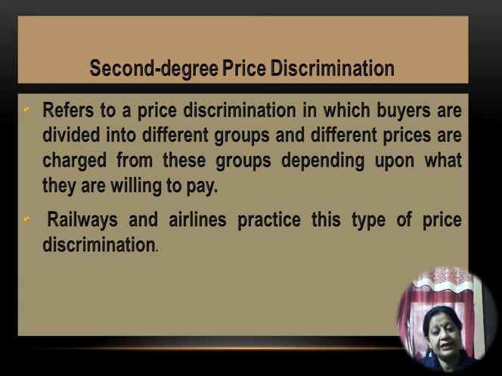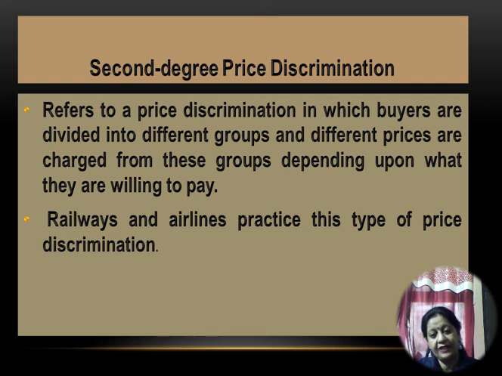Railways and airlines practice this type of price discrimination. Yes, आपने देखा होगा कि रेलवेज और एयरलाइंस में आपकी कैटेगरीज होती हैं, फर्स्ट क्लास, second class, third class, general, sleeper. So these are the categories. That means the services are divided for buyers into different groups, and the railways charge different fares from these groups. So that is the price discrimination of second degree.